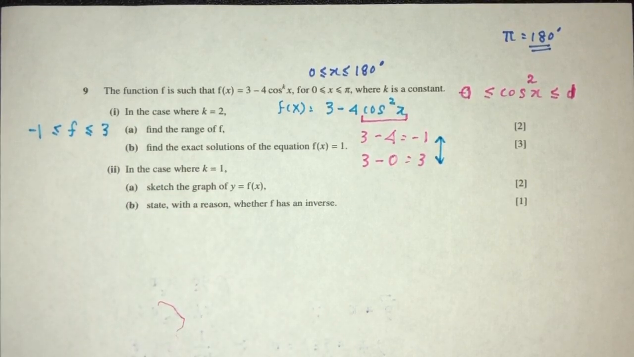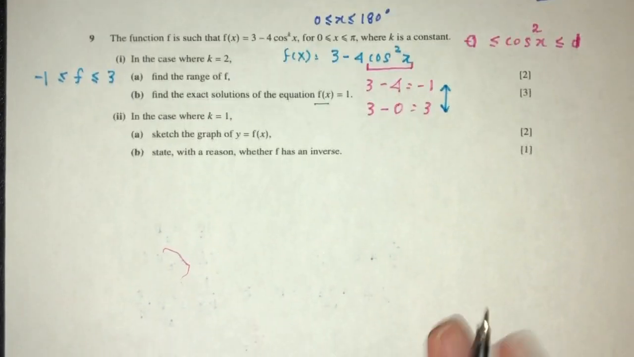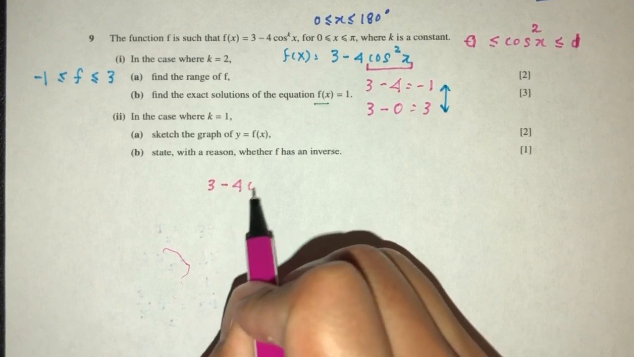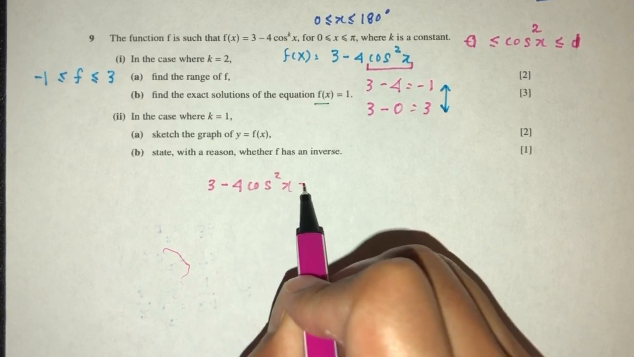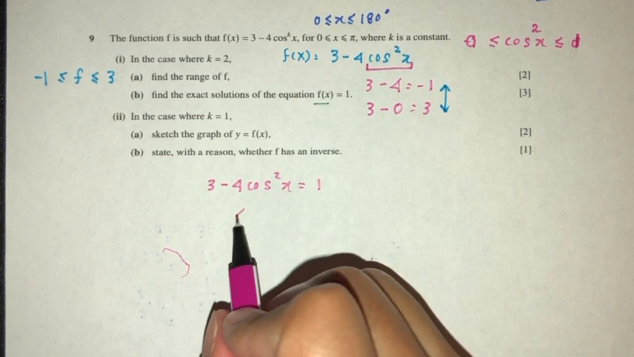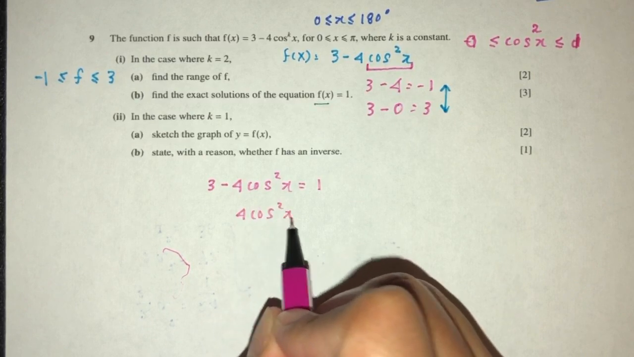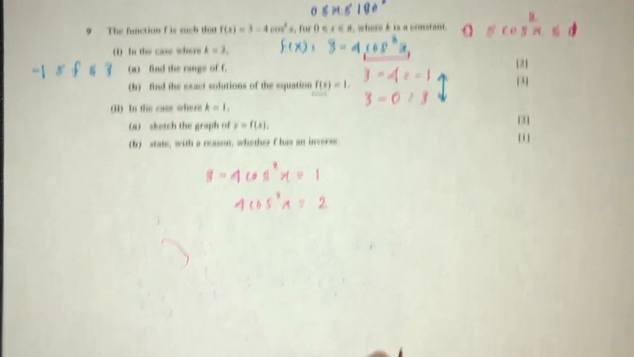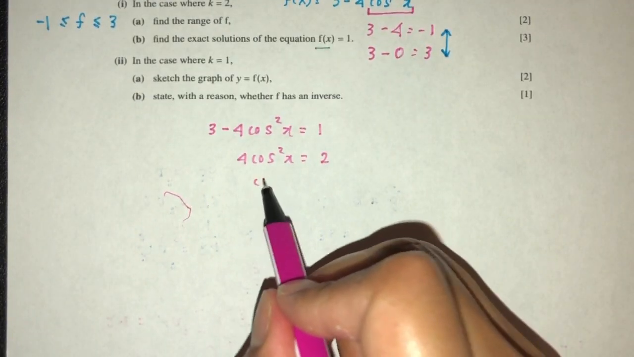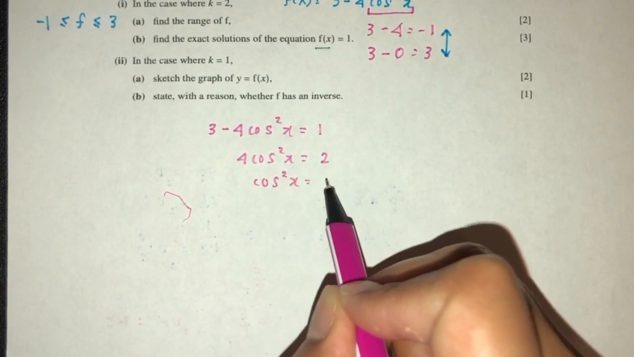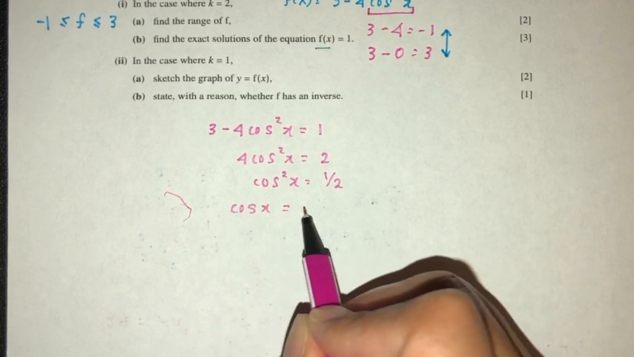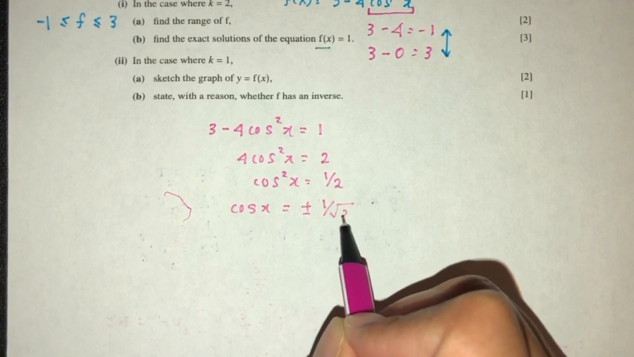Now for part B, we have to find the exact solutions for this equation. So let's find this. f of x will be 3 minus 4 cos square x is equal to 1. Let's solve. We have 4 cos square x will be, that will be over here, this will be over here, that should be 2. Then you will have cos square x should be half, so cos x will be plus minus 1 over root 2.